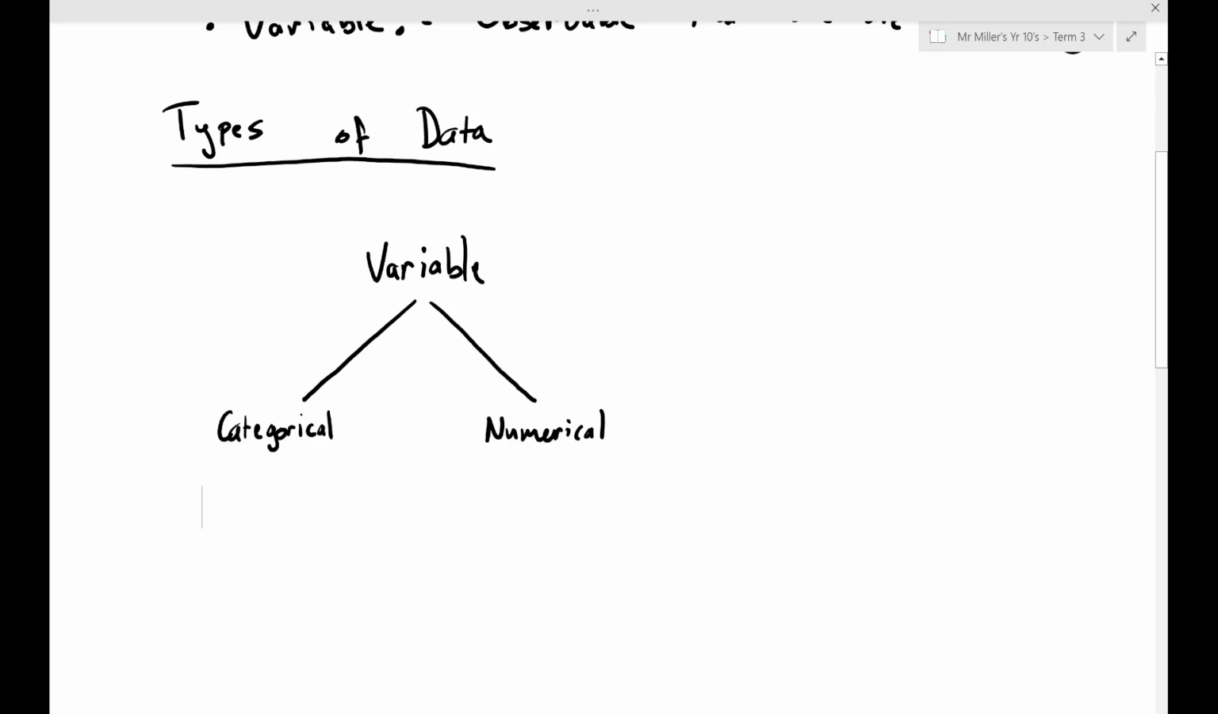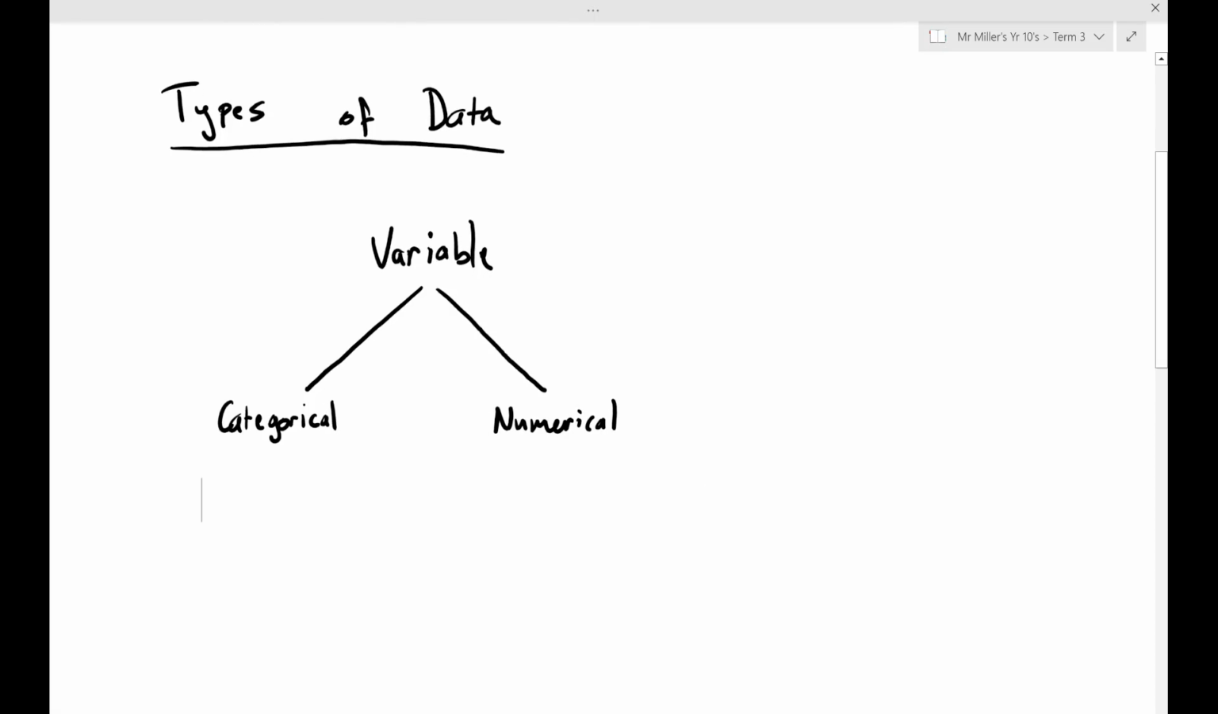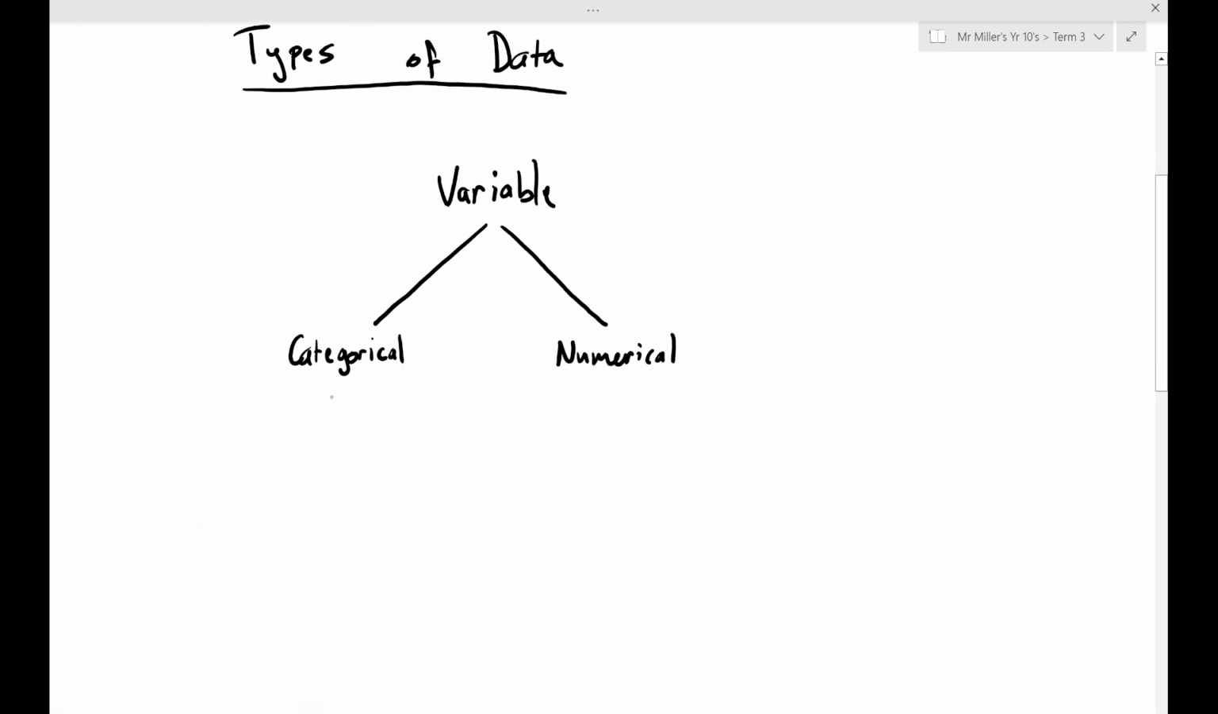On the other hand, we can have a numerical variable. This is when I'm measuring a variable and my measurements are numbers. For example, if I want to know the average size of students in the class, I'll measure their heights. I measure heights using numbers. So heights would be a numerical variable, or numerical data, we might say. Okay, so we can extend even further now. Categorical variables can be either nominal or ordinal.